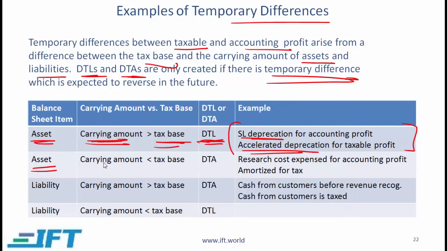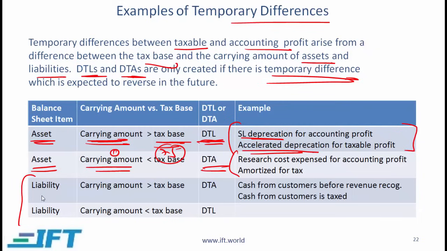Again, with assets, if the carrying amount is less than the tax base, then we create a deferred tax asset. And we've also seen this example where the research cost is expensed, so the carrying amount there was 0. Whereas on the tax side, the cost is spread over multiple years. That would mean that on the tax side, we do have some value for the asset. 0 is less than that value, which means that we create a deferred tax asset.